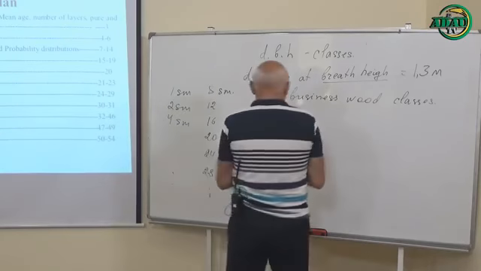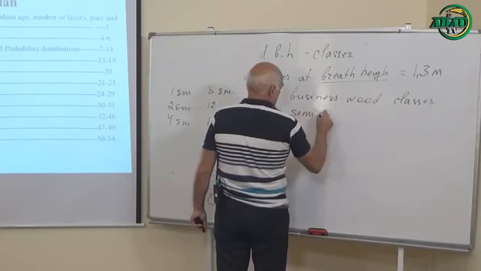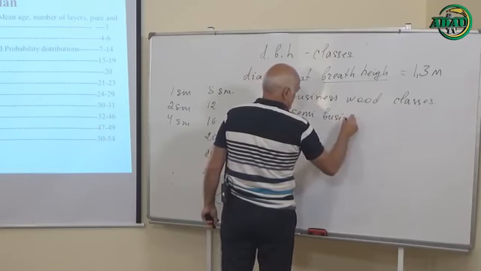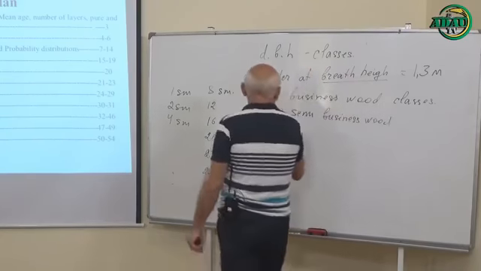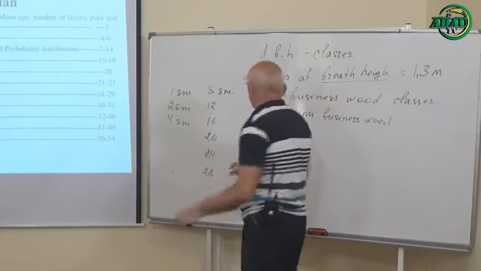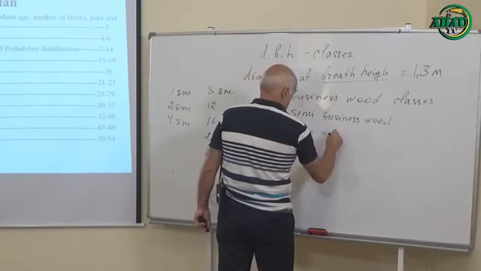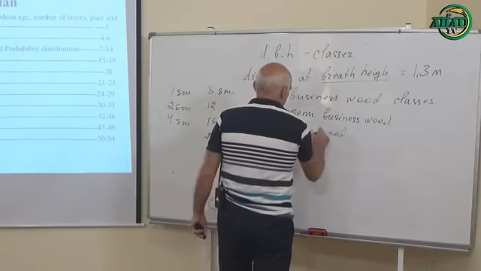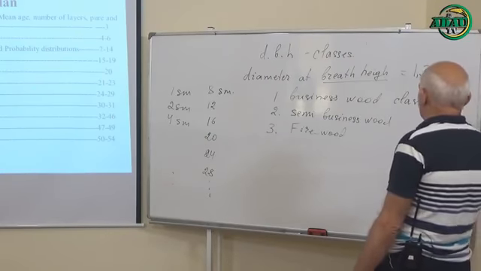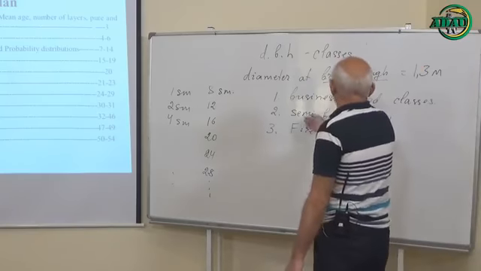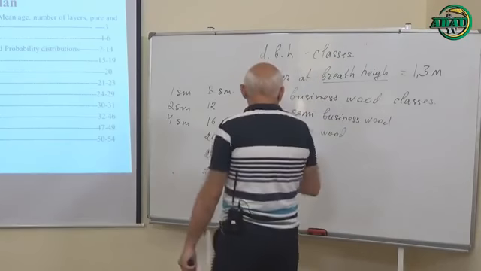The second is semi-business wood, and the third is firewood. How can we differentiate business wood from semi-business wood? Let's draw the pictures.